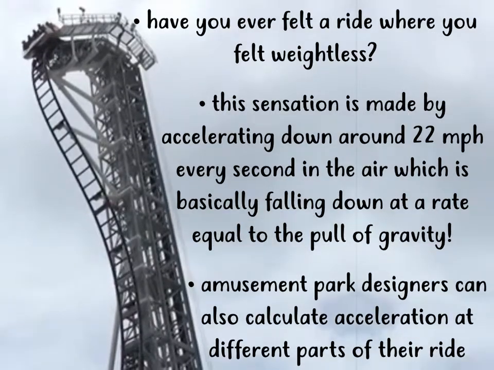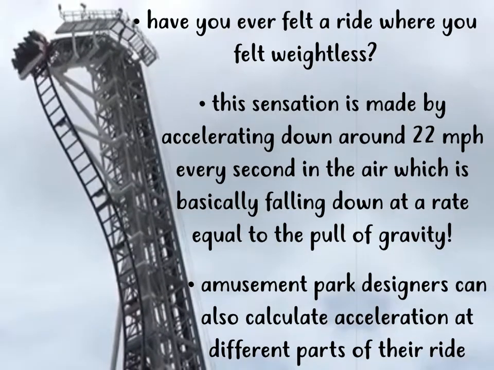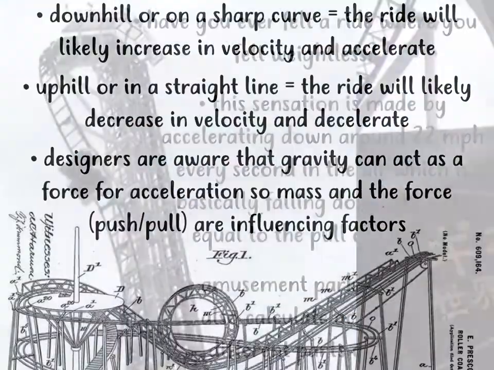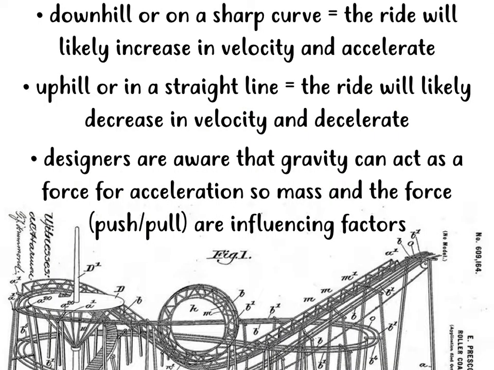Amusement park designers can also calculate acceleration at different parts of their ride. For instance, downhill or on a sharp curve, the ride will likely increase in velocity and accelerate. Uphill or in a straight line, the ride will likely decrease in velocity and decelerate. Designers are aware that gravity can act as a force for acceleration, so mass and the force, such as push and pull, are influencing factors that contribute to acceleration.